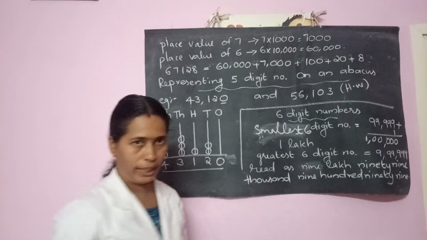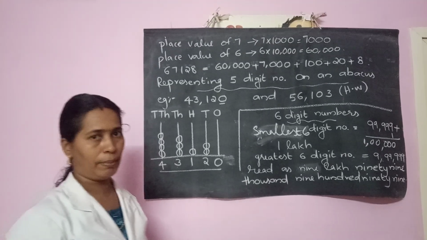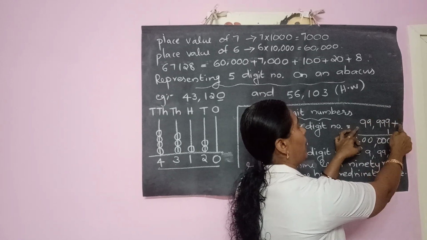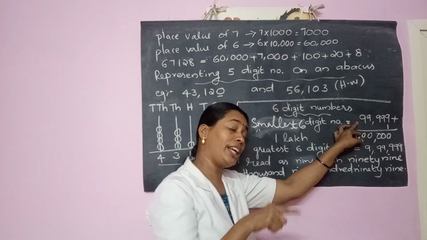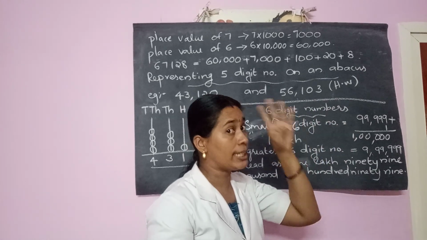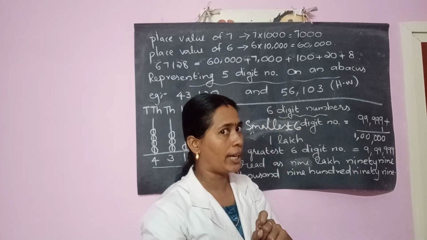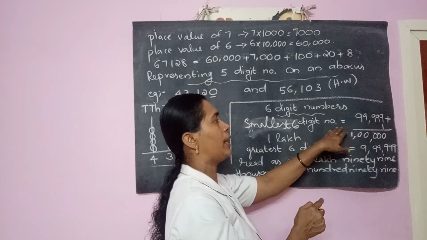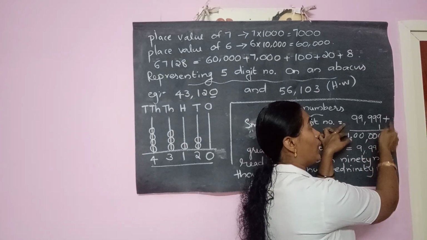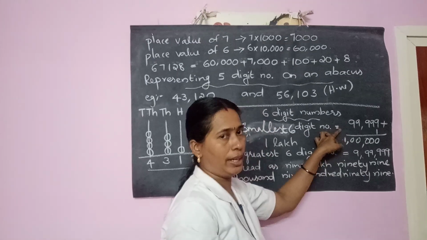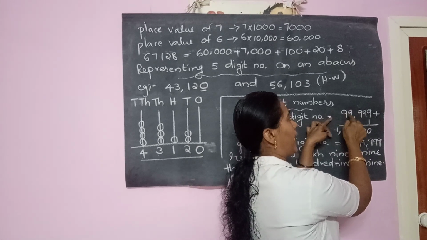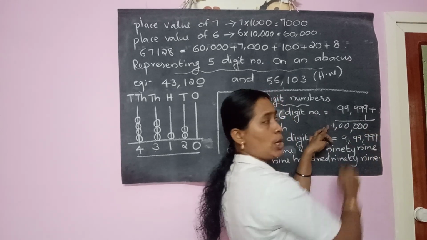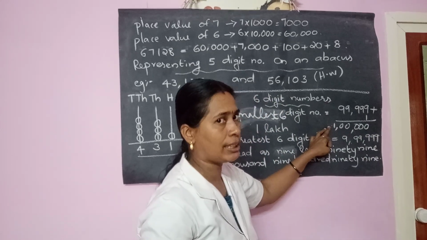In order to obtain the smallest 6-digit number, what we are doing is greatest 5-digit plus 1. In the previous question, how did we do it? Greatest 4-digit number plus 1 gives the smallest 5-digit number. Similarly, the smallest 6-digit number is obtained by adding 1 to the greatest 5-digit number. See this one. After adding 99,999 plus 1, we have 1 and 5 zeros. So 6 digits. Smallest 6-digit we got.